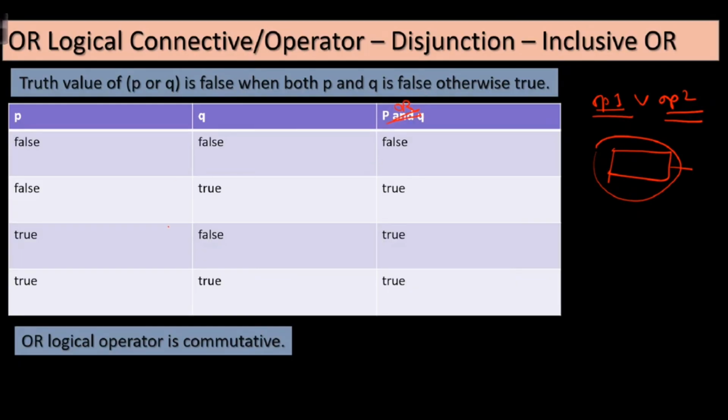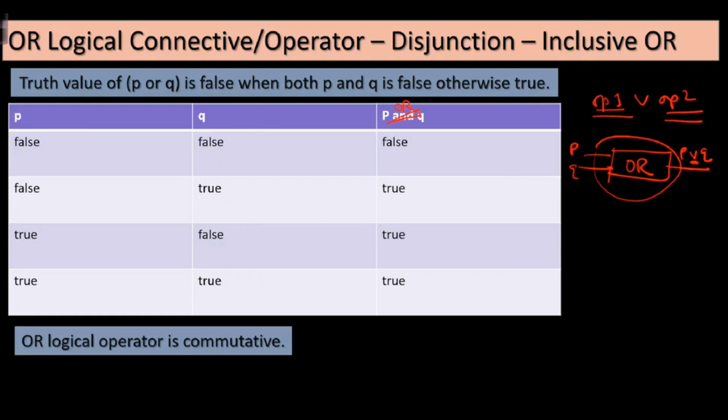So what I am saying is that my OR expression would give true whenever any one of the participating propositions is true. Let's suppose this is one proposition P and this is another, Q, and this is P OR Q, this is the symbol of OR. Then this P OR Q would be true if any one of P or Q is true.